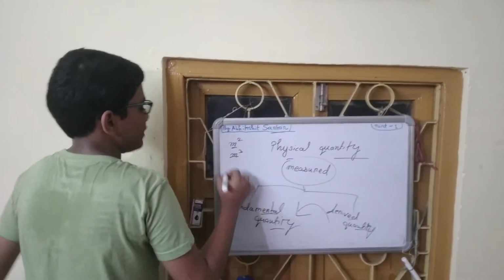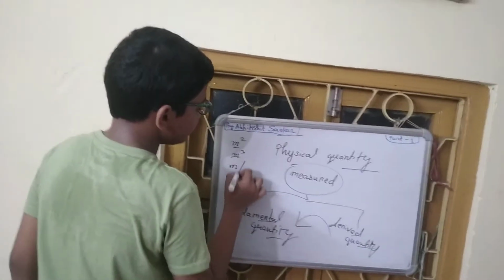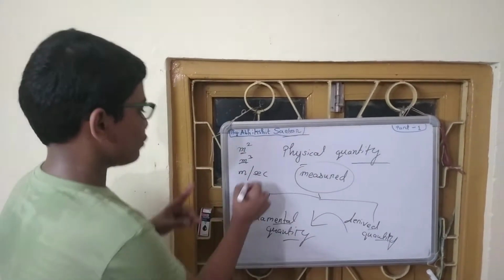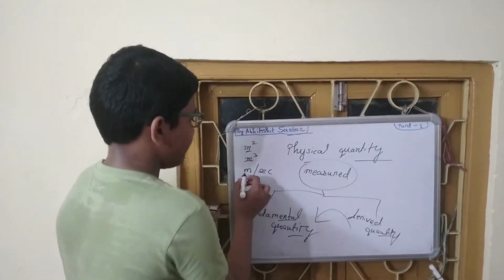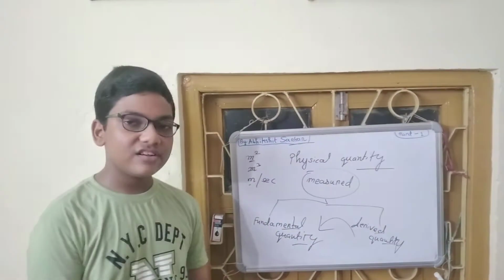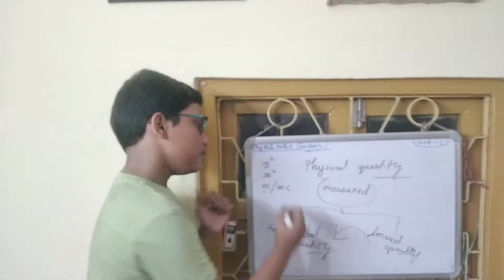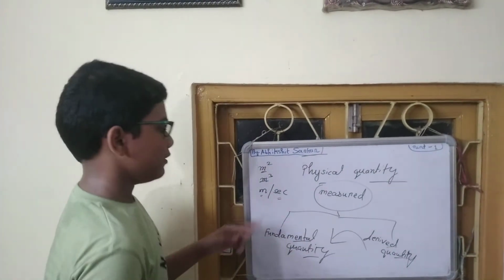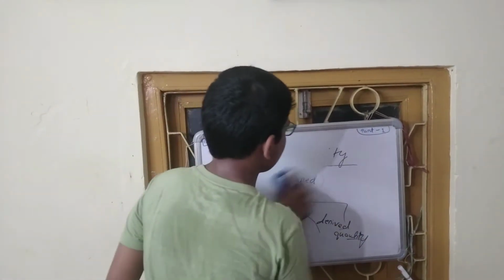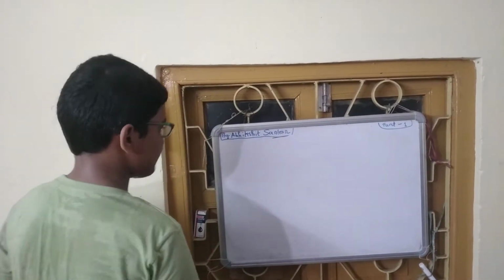Now next coming to speed. The SI unit of speed is meter per second. This is not read as "by", this is read as "per". Now this meter is derived from the fundamental quantity, that is length, and second is derived from the fundamental quantity, that is time. The SI unit of time is second. So the unit of speed is meter per second. Now one fundamental quantity is length. In this video we are going to learn about length.